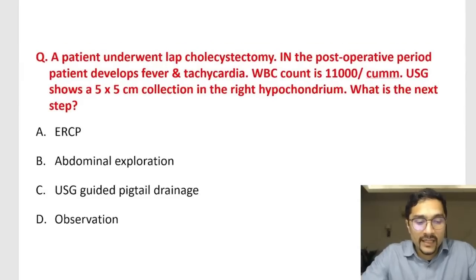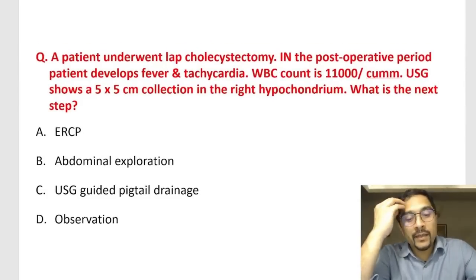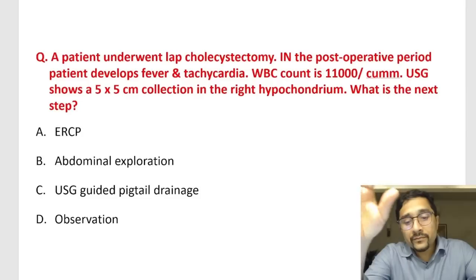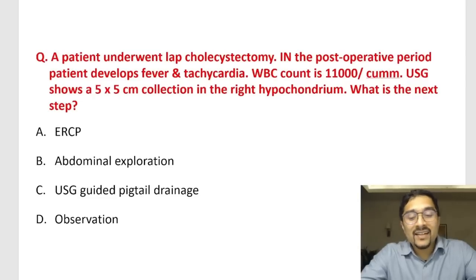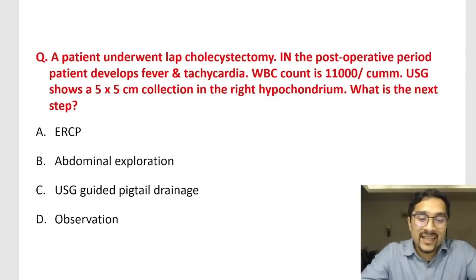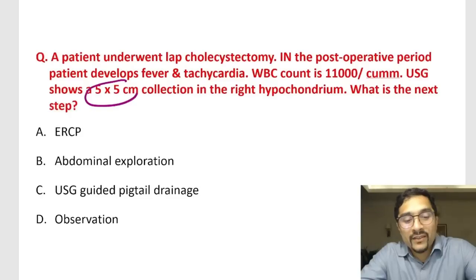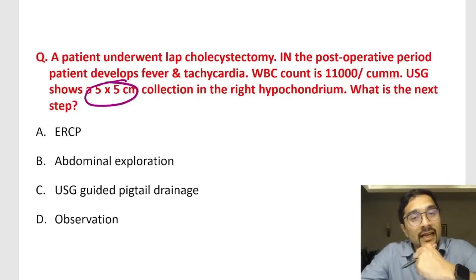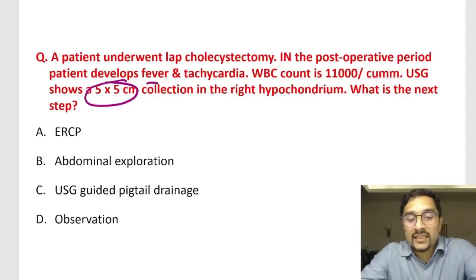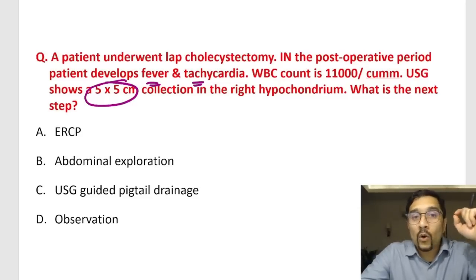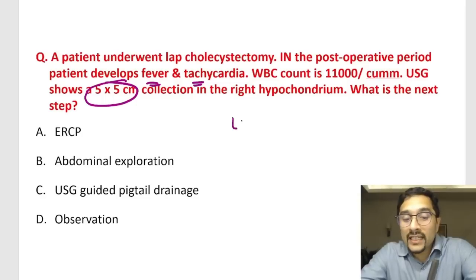This is another very common question which is asked. A patient underwent a lap chole. In the postoperative period, the patient develops fever and tachycardia. The WBC count is raised. Ultrasound shows a 5 into 5 centimeter collection in the right hypochondrium. Right, so patient had a lap chole and now the patient has developed fever and tachycardia, and TLC is also raised. All these are suggestive of a leak, right?